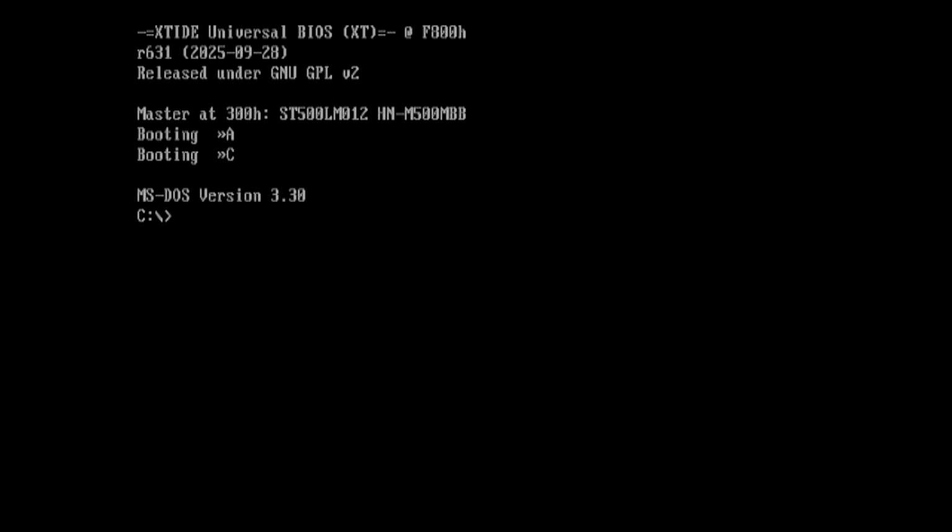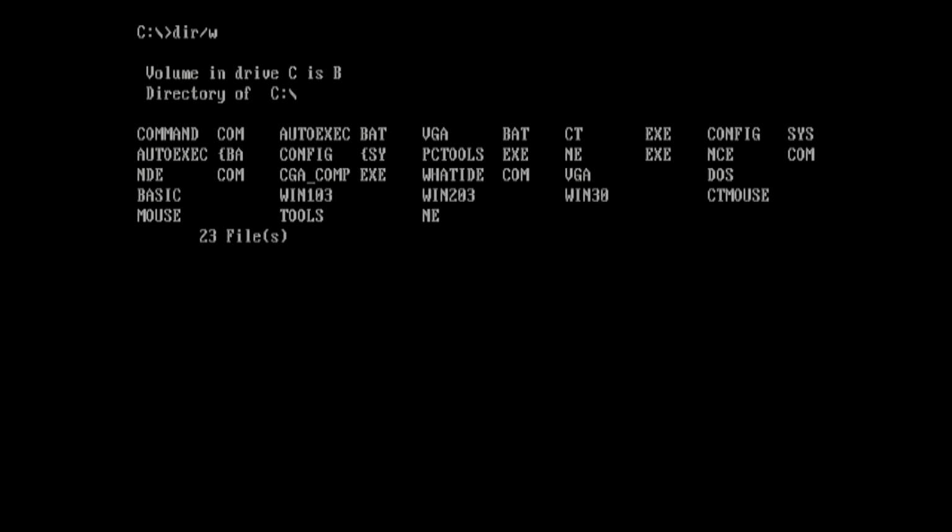Okay, so that's booted up, and what I'll just do is to show all the files we've got on here. We basically got the Windows 1.03, 2.03 and Windows 3.0 installation files. I've also added the Qt Mouse driver and the Microsoft Mouse 8 driver in there. So we should have everything we need now to install Windows. I'm going to do it without the mouse to start with.